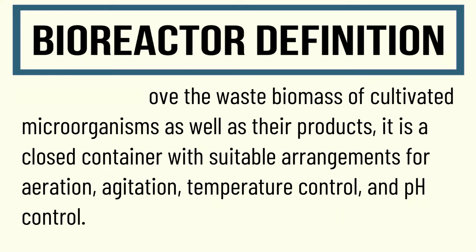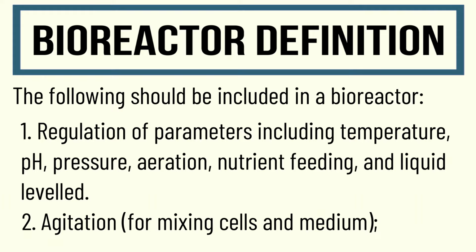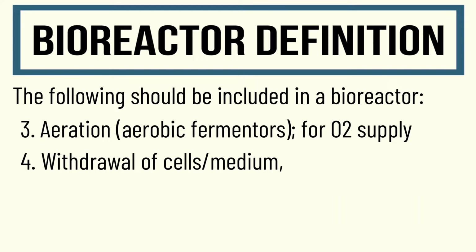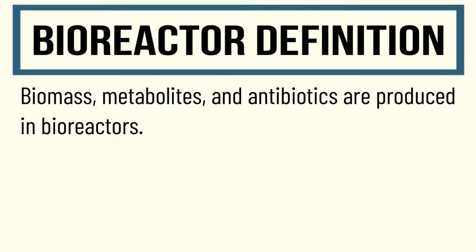The following should be included in a bioreactor. Number 1. Regulation of parameters including temperature, pH, pressure, aeration, nutrient feeding, and liquid level. Number 2. Agitation for mixing cells and medium. Number 3. Aeration for aerobic fermentators for oxygen supply. Number 4. Withdrawal of cells and medium. And lastly, number 5. Sterilization and maintenance of sterility. Biomass, metabolites, and antibiotics are produced in bioreactors.